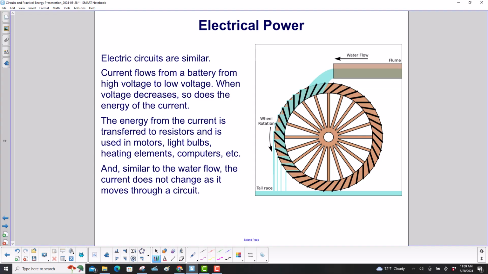Electric circuits are similar. Current flows from a battery from high voltage to low voltage. When voltage decreases, so does the energy of the current. The energy from the current is transferred to resistors and is also used in motors, light bulbs, heating elements, computers, etc. And similar to the water flow, the current does not change as it moves through a circuit.